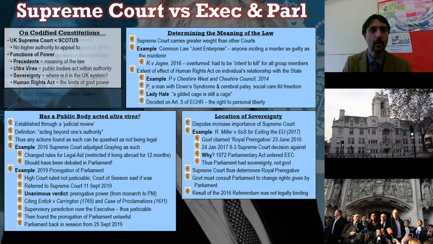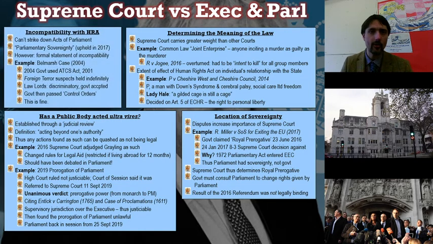Why the heck not? So, the fourth and final way in which the Supreme Court can affect the executive and Parliament is as follows. It can announce incompatibility with the Human Rights Act. So, a recap. They can't strike down acts of Parliament. They're not allowed. Parliament is sovereign. Parliament gets its way. Parliament does as it wishes.